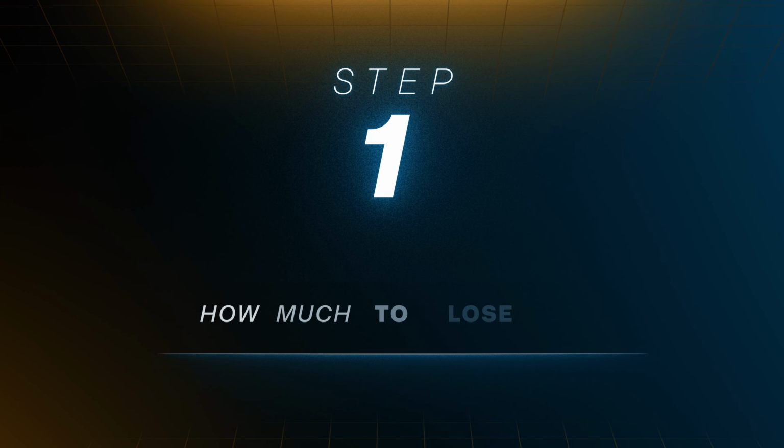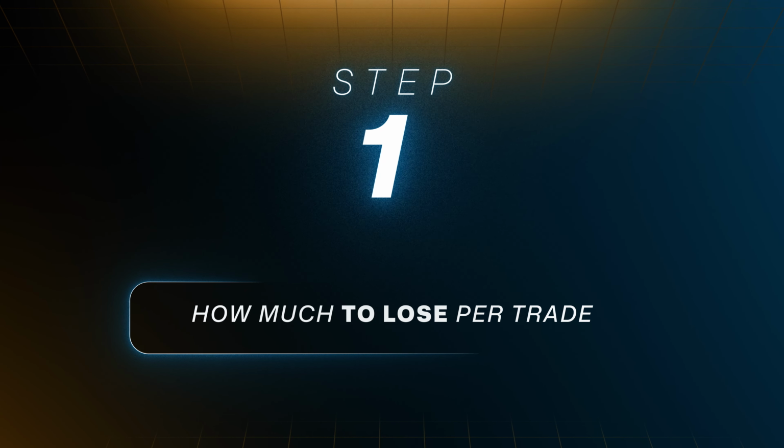First, let's keep it simple. Every trade should be based on how much you're willing to lose. Step 1. Decide how much you're willing to lose per trade. This is usually a percentage of your account. For most traders, this is between 0.5% to 2% per trade. If you're newer, stay lower. If you're more experienced, you can increase your risk slightly.